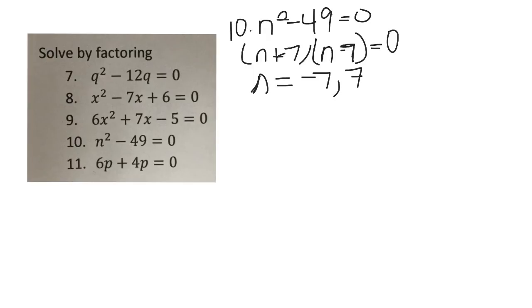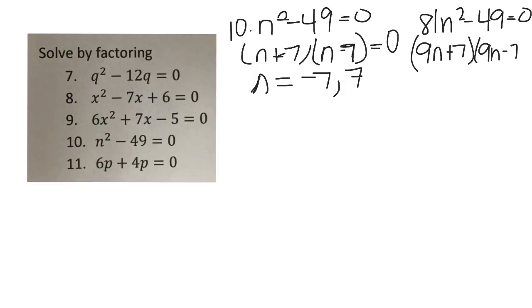If it said, say, 81 n squared minus 49, the 81 is a perfect square, the 49 is a perfect square, so it becomes 9n plus 7 and 9n minus 7, and then you can set them equal to 0 and solve. You get -7/9 and +7/9. This is just a little extra in there.